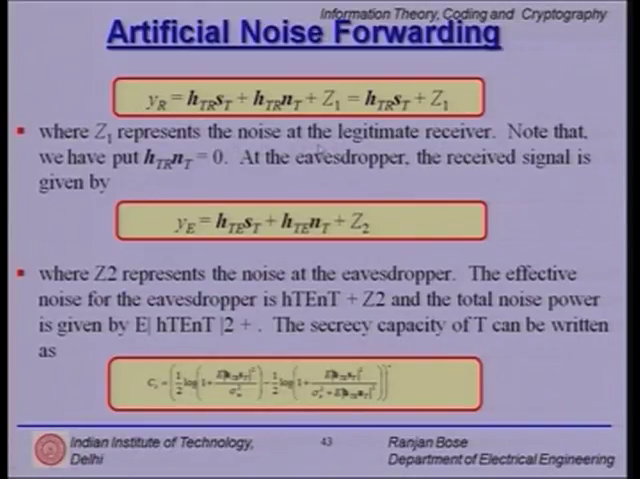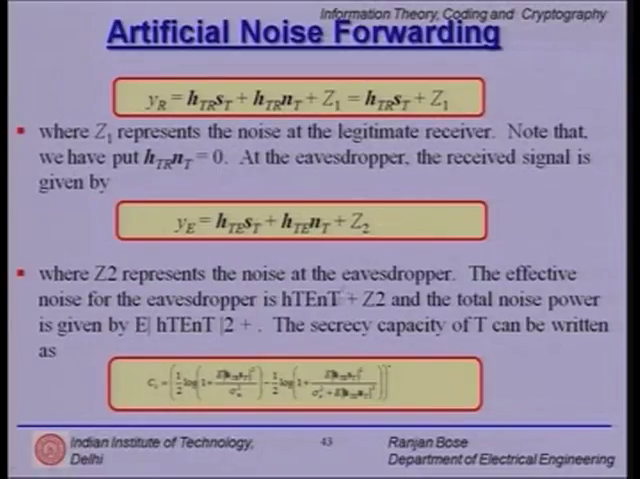The Z1 represents the noise at the legitimate receiver, but note that H_TR N_T, which is the jamming signal, the artificial noise received at the legitimate receiver, is cancelled out because we have some techniques to cancel out the noise. So this is the artificially generated noise term. This vanishes from the expression for the legitimate receiver, but it stays put for the expression of the eavesdropper. So the eavesdropper receives the transmitted signal, the transmitted artificial noise, and its local noise.